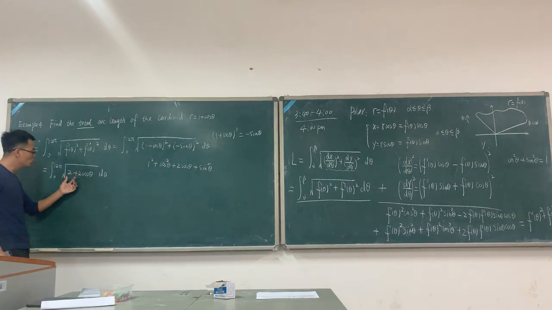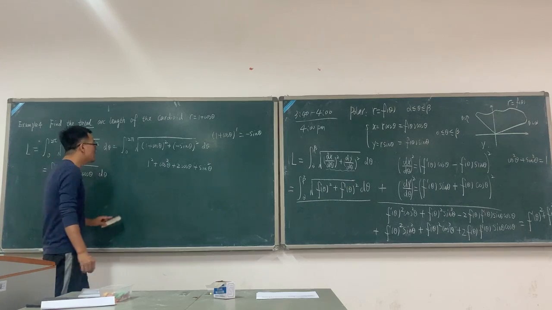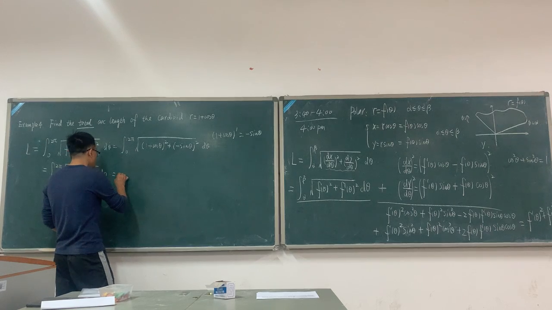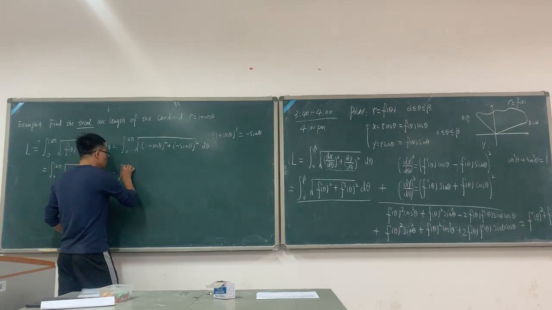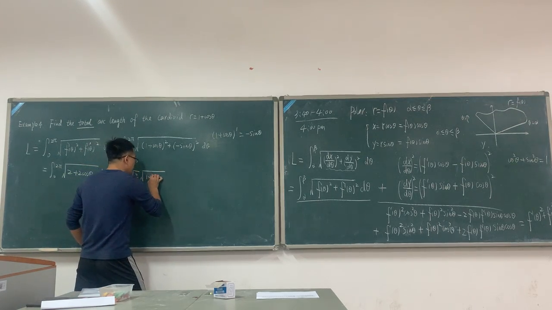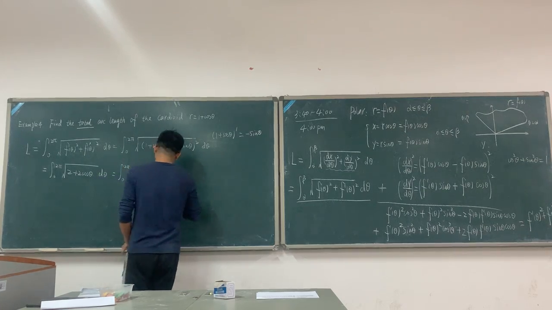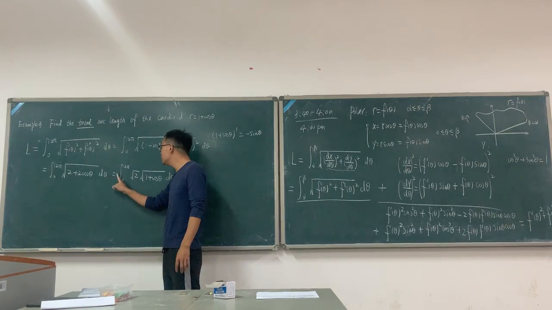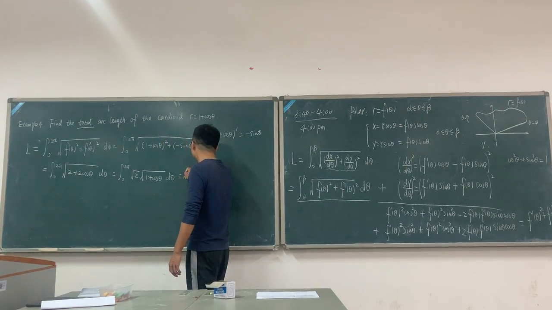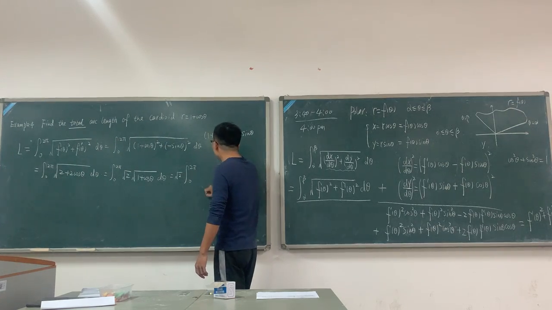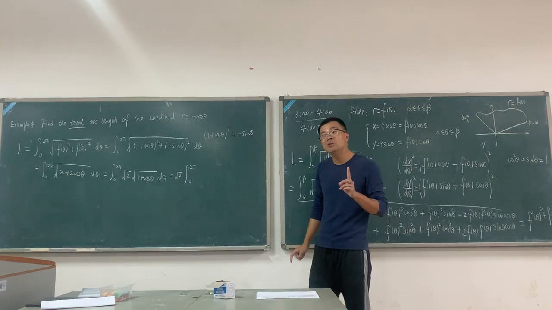Okay? So now 2 plus 2 cosine theta should be what? We take out 2, so here should be the integral from 0 to 2 pi of the square root 2 times the square root 1 plus cosine theta d theta, okay? Here the square root 2 is a constant, so it moves outside the integral sign. So the square root 2 from 0 to 2 pi, here is the square root of 1 plus cosine theta, okay? Here we use a formula.